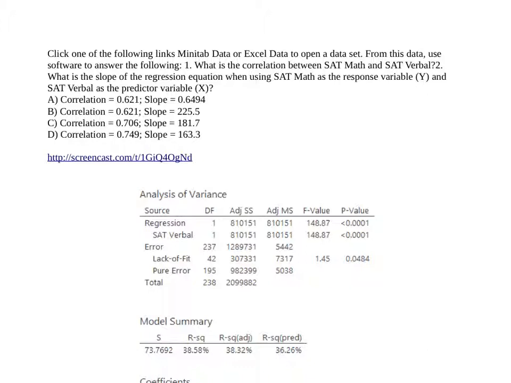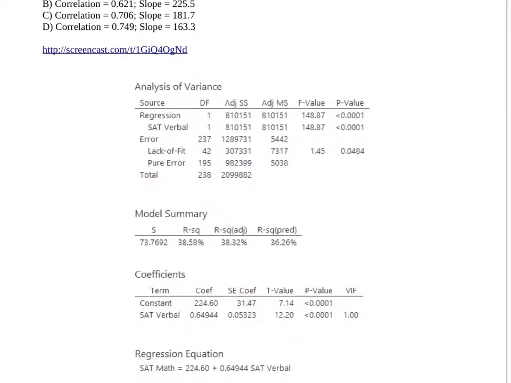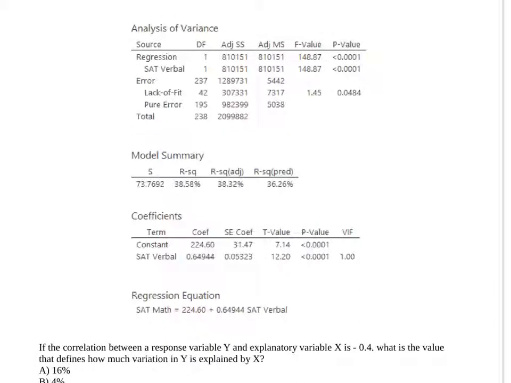So I've got a little link right here. This link will take you to a short video that shows me doing this example. I've also posted this link in the Lesson 12 folder, so you can go check it out there if you're unsure how to do that in Minitab Express. Once you do that, though, you're going to get output that looks like this.